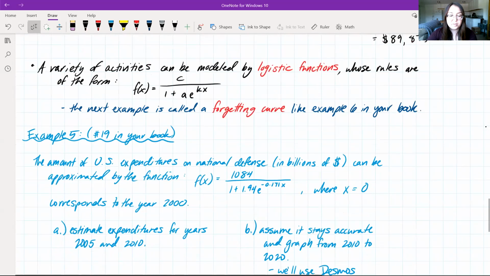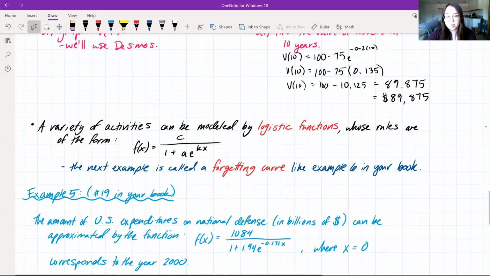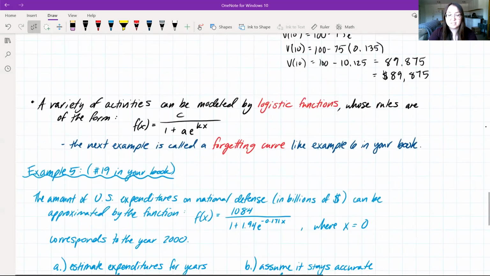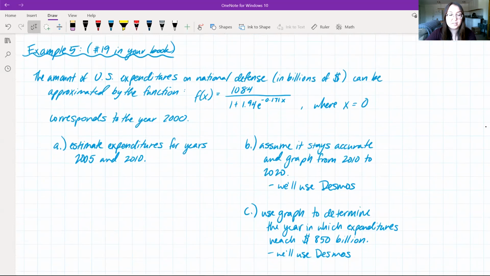All right, so moving on, a variety of activities can be modeled by a logistic function whose rule is of the form f of x is equal to c divided by 1 plus a times e to the kx. So c, a, and k in this equation are all just going to be constants. Our next example is called a forgetting curve. This is also similar to example 6, which is in your book, but our next example will be using logistic functions.